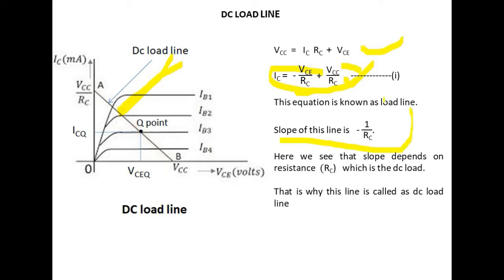Slope of this line is very clear, minus 1 by RC. If we compare this equation with y equal to mx plus c, we will be getting slope as minus 1 by RC. Here we see that slope depends on the resistance RC, which is the DC load. That is why this line is called as DC load line.